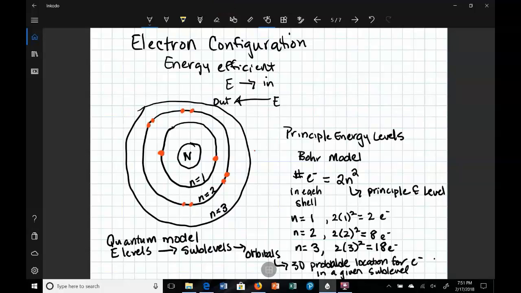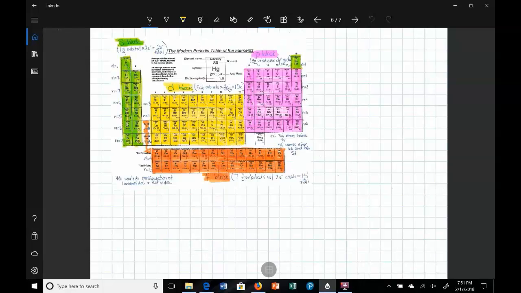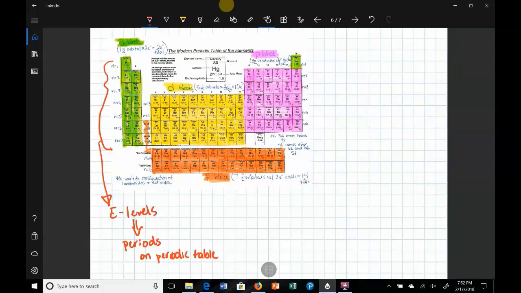Okay, so let's take a closer look at these energy levels and how they relate to our periodic table. If we take a look here at our periodic table, we can see that we have our energy levels. And notice that these principal energy levels relate to the rows on the periodic table. You notice that the energy levels increase as we go down the periodic table. Okay?